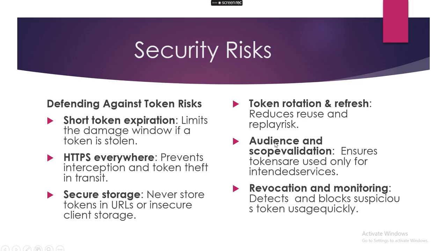Okay. Audience and scope validation ensures tokens are used only for intended services. So for example, you have the role of that particular user within the claims, and you can include all of these things there, so that the token has just the valid, particular permission to perform certain actions. Revocation and monitoring: detect and block suspicious token usage quickly.